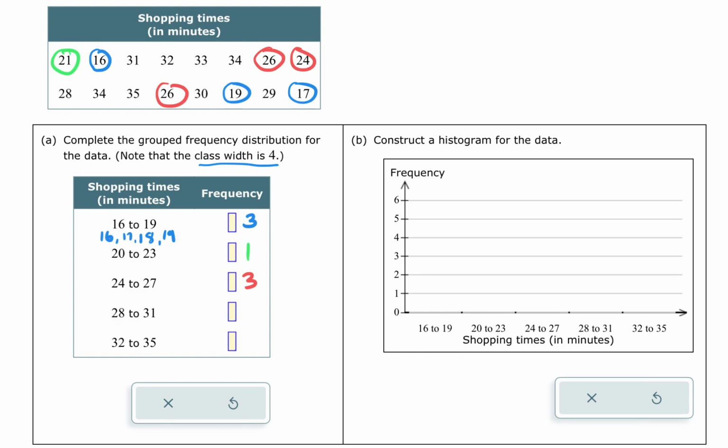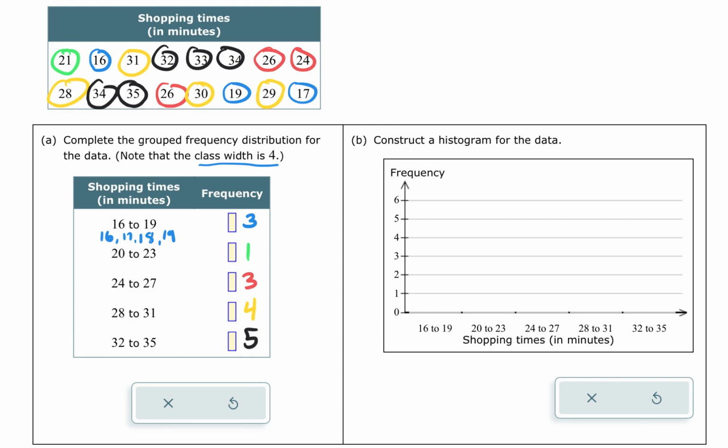Same thing for 28, 29, 30, and 31. 29, 31, 28. Looks like that's it. 4 pieces of data there. And then our last part is going to be 32, 33, 34, 35. I see 5 pieces of data there.